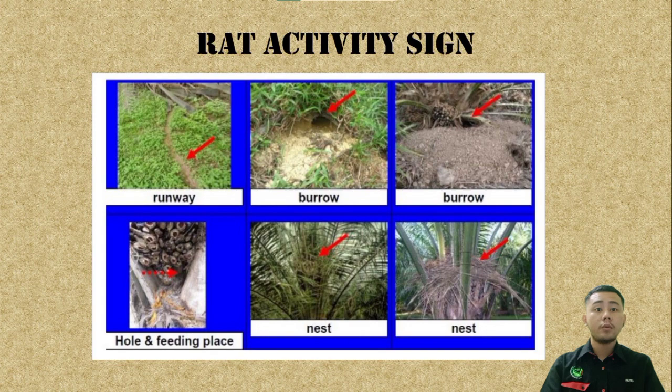Now we move to rat activity signs. If you see all of these signs in the oil palms, it means there are rats around the oil palm, such as runway, burrow, hole and feeding place on the oil palm trees, and the rats can also make a nest on the oil palm tree.